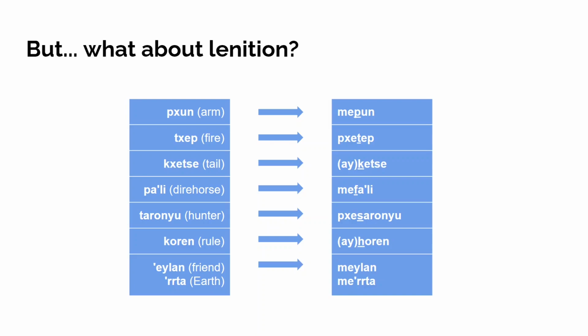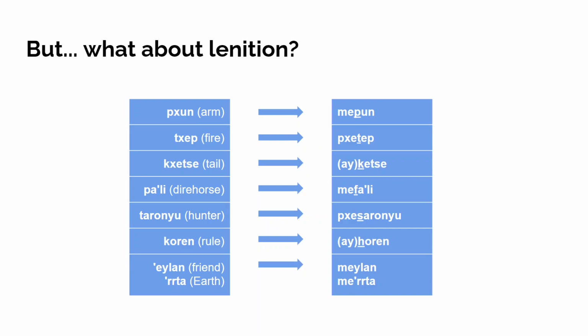Fatli, a dire horse, would become mefatli for 2 dire horses. Tsaronyu, a hunter, pxesaronyu, 3 hunters. Koren, a rule, would be ay koren or just horen, rules. And then we see 2 more examples.